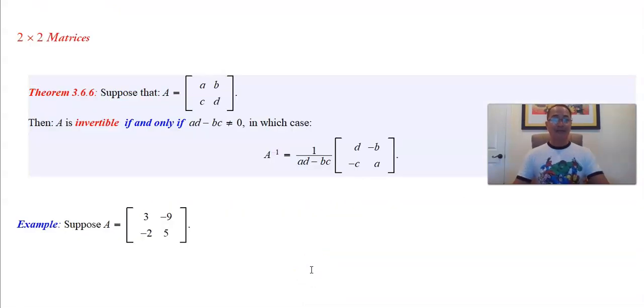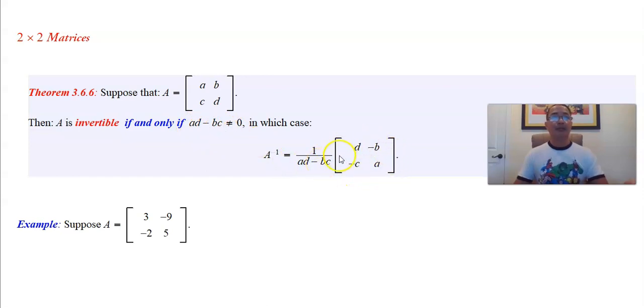Okay, we made it. Finally, we're going to do some computations. We're just going to focus on 2 by 2 matrices. In our next video, we will tackle 3 by 3, 4 by 4, bigger matrices. So for now, suppose that A is a 2 by 2 matrix, A, B, C, D. Then A is invertible if and only if AD minus BC is not 0. In which case, we can compute the A inverse by this nice formula. Since AD minus BC is not 0, it has a reciprocal.